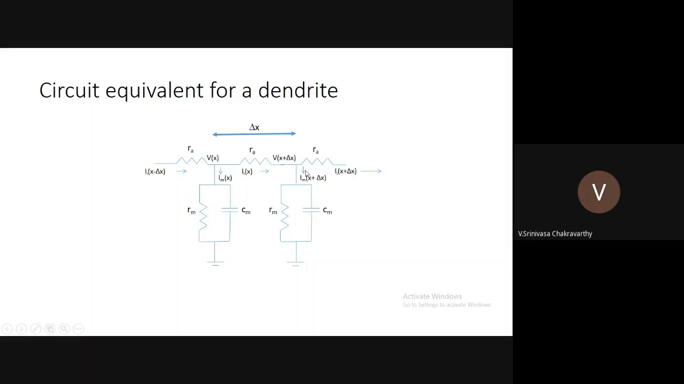So this is the circuit equivalent of the passive cable, which is a dendrite. The input current here is the axial current, which is Ii. Current here is Ii at x minus delta x. Current here is Ii at x. Here it is Ii at x plus delta x. Now the membrane current is denoted by Im. So here it is Im of x, and here it is Im of x plus delta x. The axial resistance of this segment is Ra times delta x. Then the membrane resistance is Rm and the capacitance is Cm.